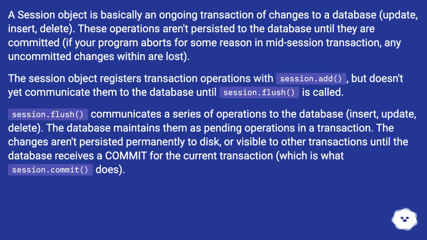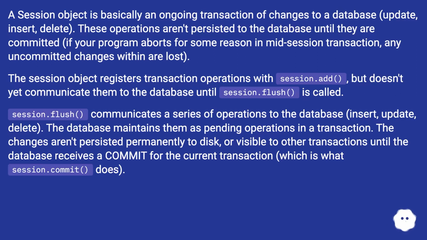A session object is basically an ongoing transaction of changes to a database: update, insert, delete. These operations aren't persisted to the database until they are committed. If your program aborts for some reason in mid-session transaction, any uncommitted changes within are lost.